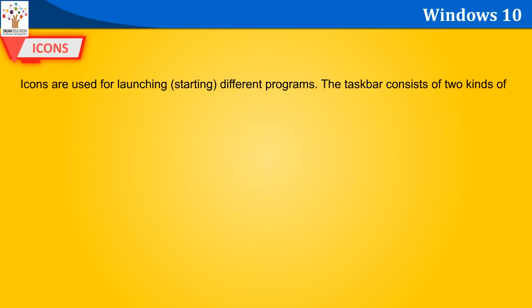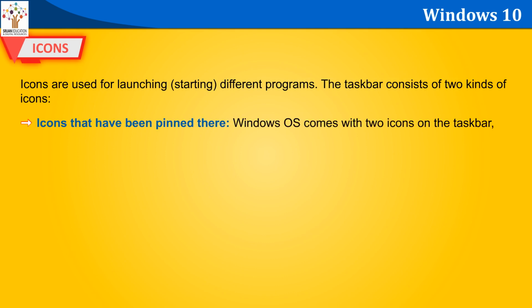Icons. Icons are used for launching, starting different programs. The taskbar consists of two kinds of icons. Icons that have been pinned there. Windows OS comes with two icons on the taskbar, one for Microsoft Edge and one for File Explorer.